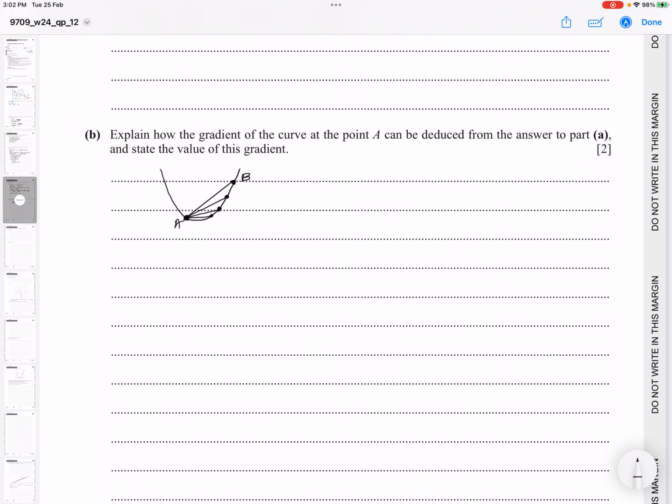From part A, the gradient of AB was 2h plus 8. Now put h equals 0 in this gradient. So I can write it was 2h plus 8. So I'm going to place 0 in h.